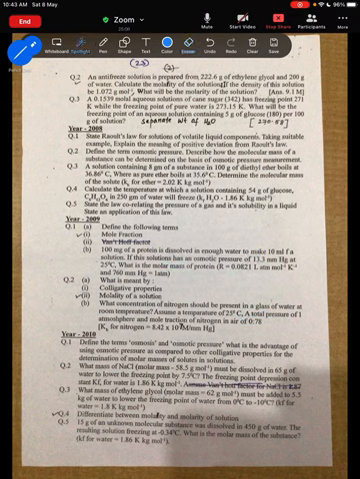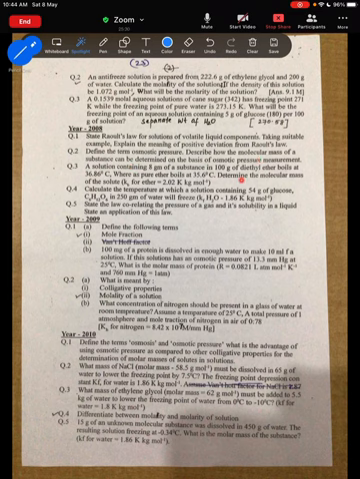Then in 2008 there is nothing, no problem in this. Positive deviation. Define osmotic pressure. Describe how the molecular mass of a substance can be determined on the basis of osmotic pressure measurement. So you can derive that equation, pi V is equal to nBRT. From there you can derive an equation for MB.